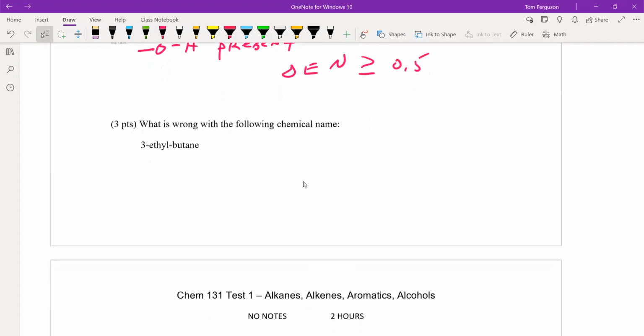Okay. What's wrong with the following chemical name? Well, if we were to draw it out, okay, butane, 4 carbons long. And on carbon number 3 is ethyl. So what should the name be? Well, the longest backbone is 1, 2, 3, 4, 5. So it should be named pentane. Methyl pentane.